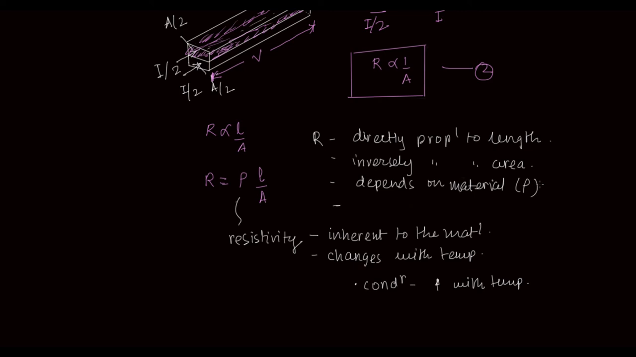And since this rho depends on temperature, I can say that R also depends on temperature, but that is not some independent variation due to temperature. This is because this rho changes. Rho is a function of temperature, right? This was something that we had earlier derived, but you can say that we have been able to prove this now, by using Ohm's law. Fine? Okay.